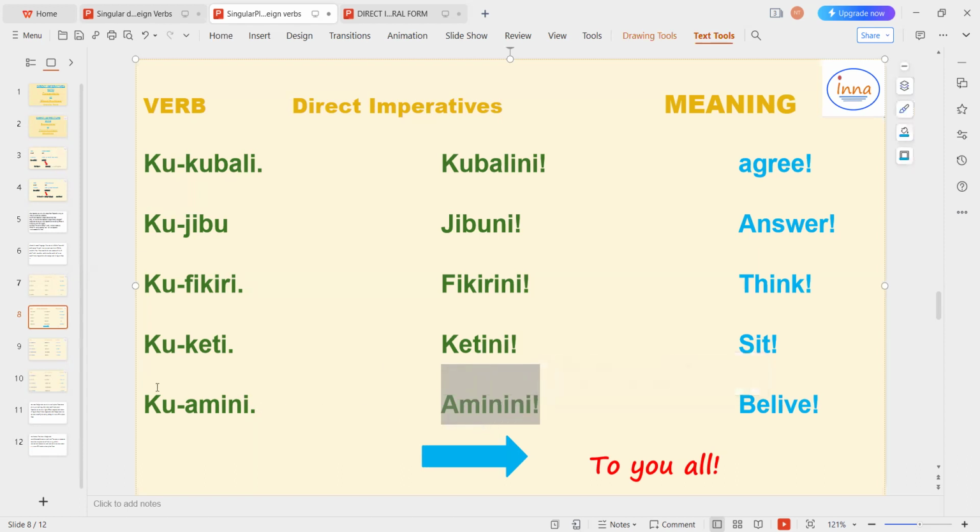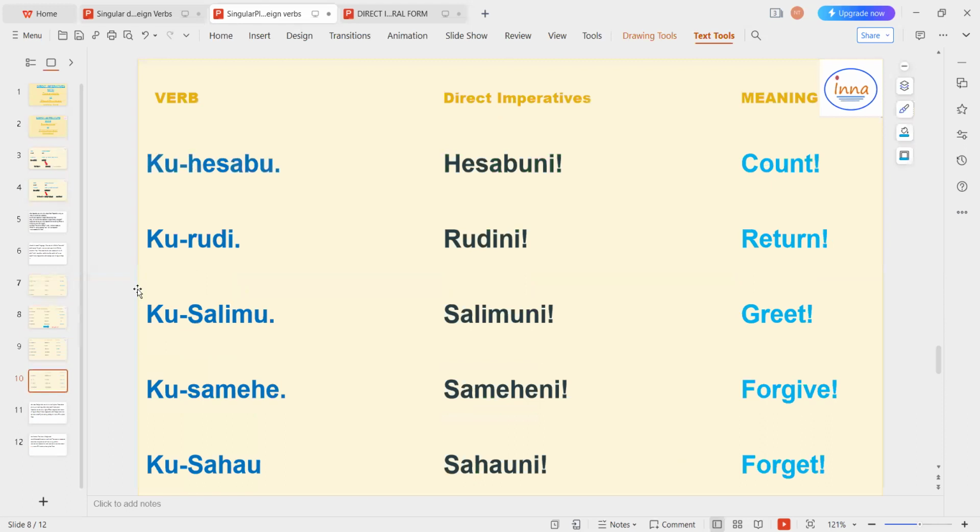Aminini. Like I have emphasized here by marking in red, this is the command to you all, more than one person. And the next set, we have more examples here. More examples here is kuhesabu, imperative will be hesabuni. Hesabuni means you should count.